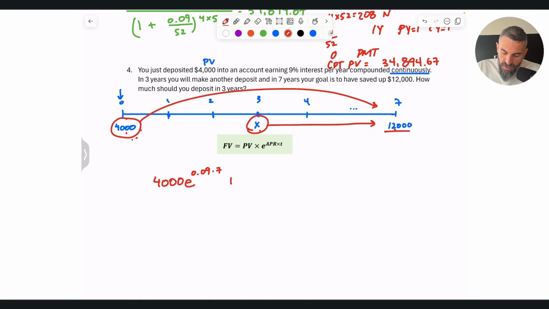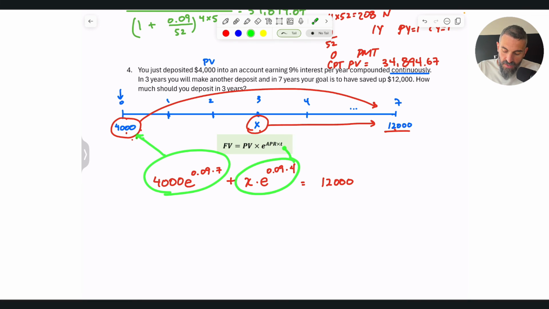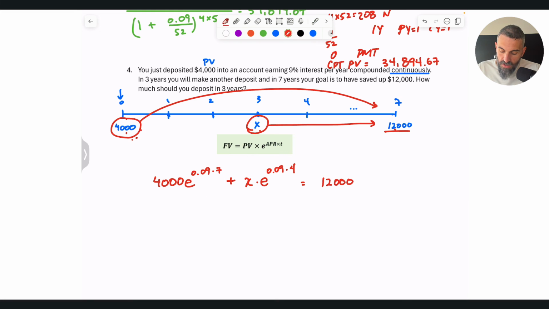That number plus, if I do the same thing, X times e to the 0.09. Now X is only going to be in the account for 4 years, right? From year 3 to year 7, it's going to be in the account for 4 years. So times 4. I want both of those future values to add up to 12,000. Before I calculate it, just make sure you understand and you're not getting overwhelmed with all these numbers. This is simply the future value of the 4,000. This is simply the future value of X. Together, we want the future value to equal 12,000. And then you just solve this algebraically.